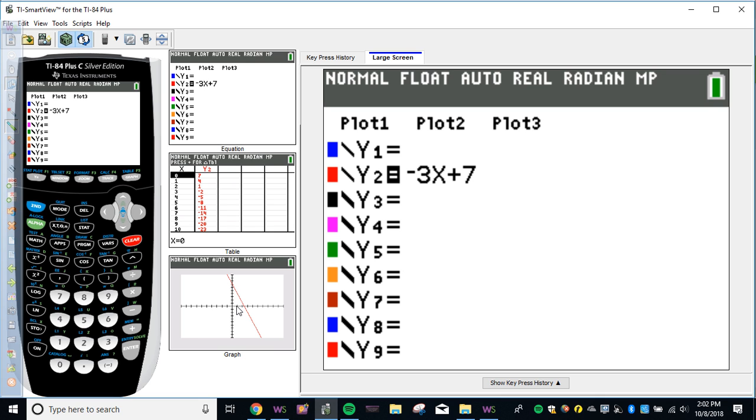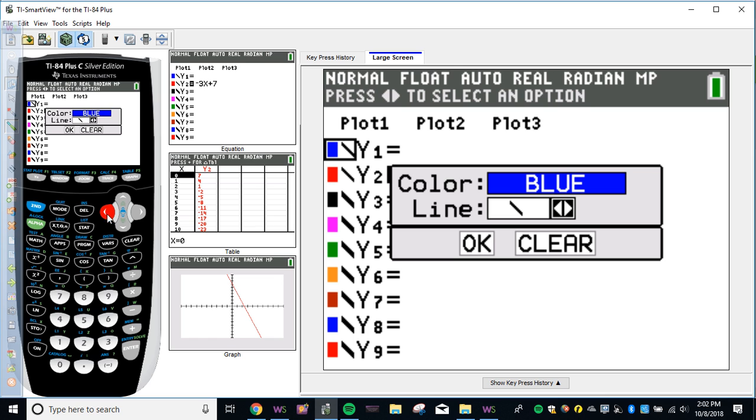So if yours is still on less than or equal to, you just want to go to the left side of y1, hit enter, and then you go down to these options, and that's what changes it. Okay, so that's the smaller of the two lines.